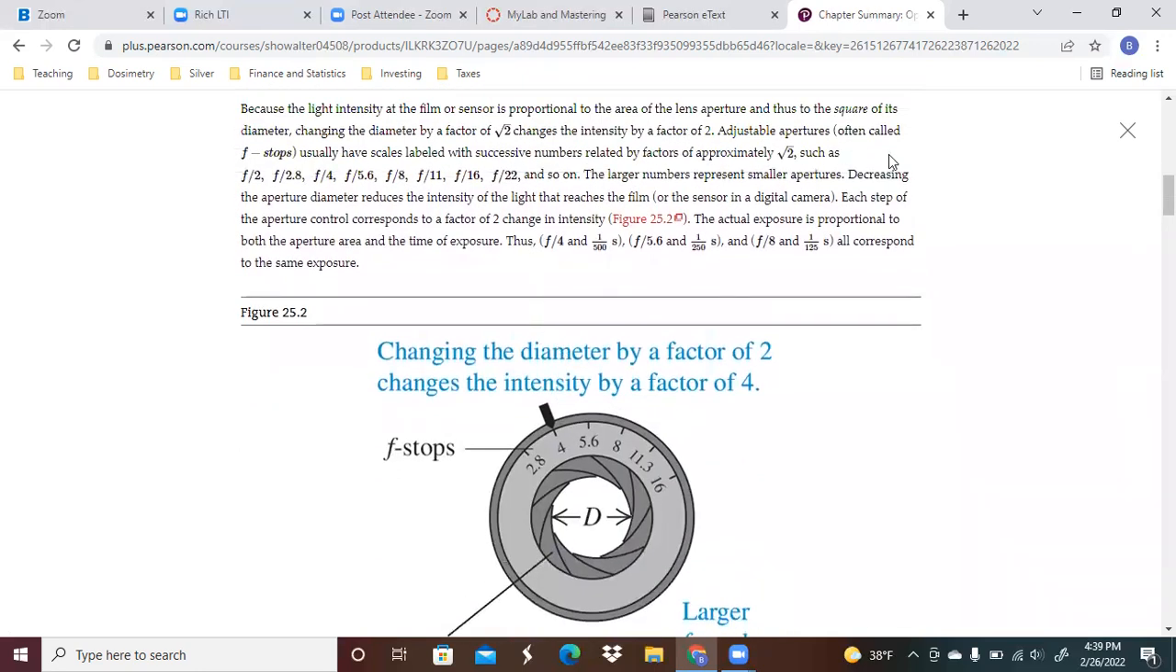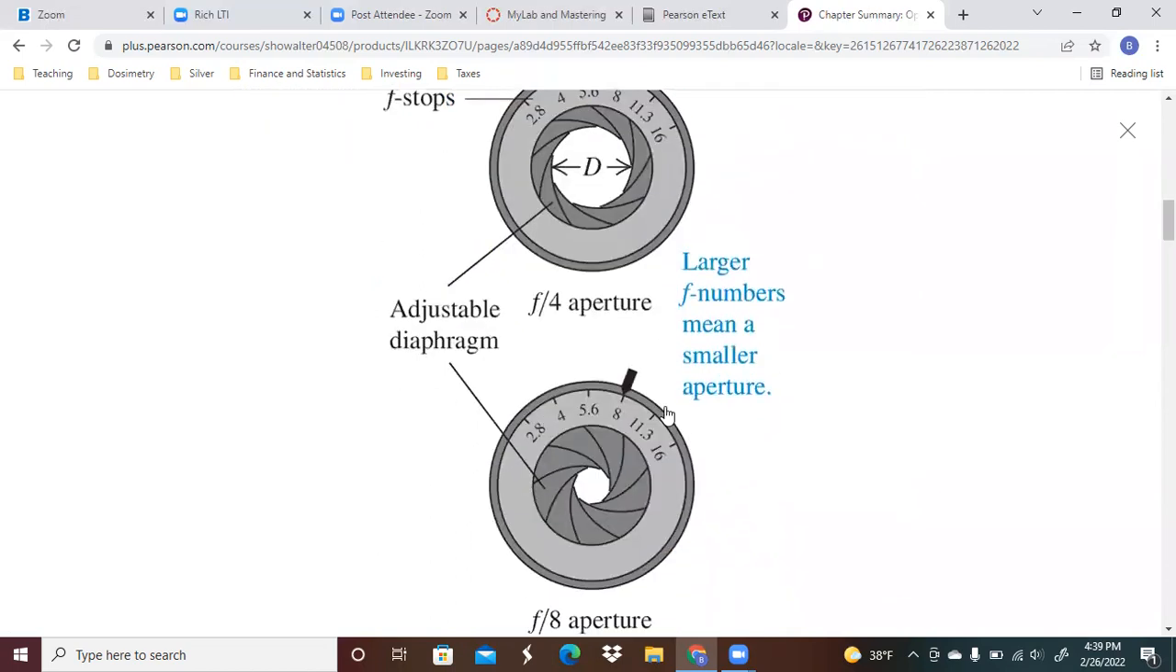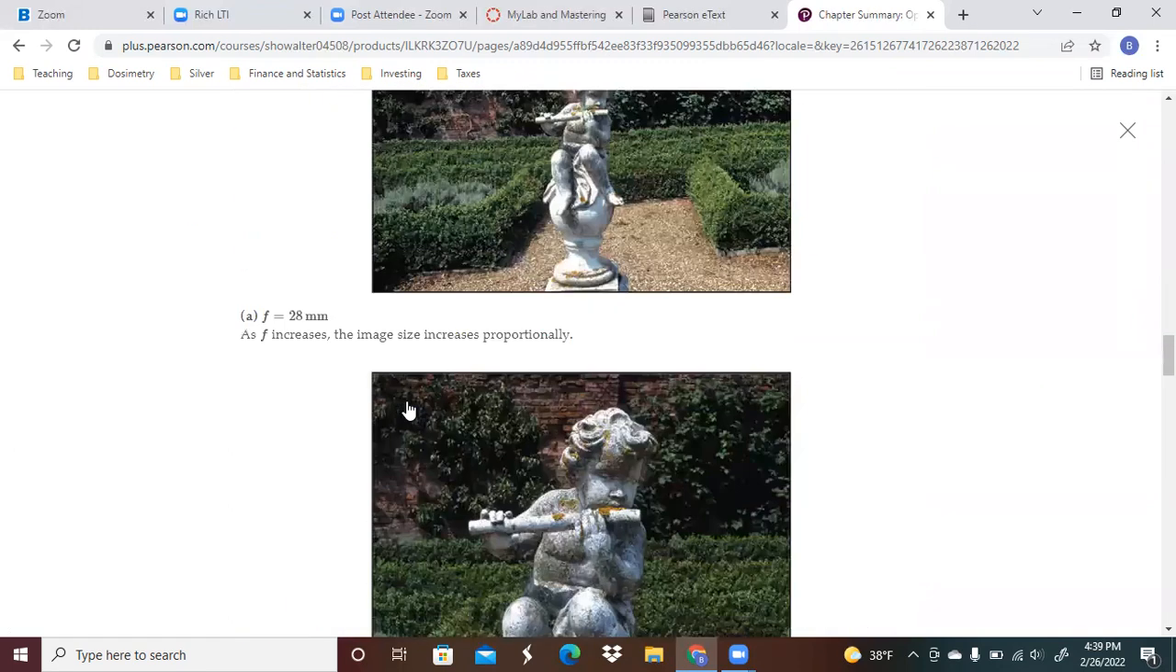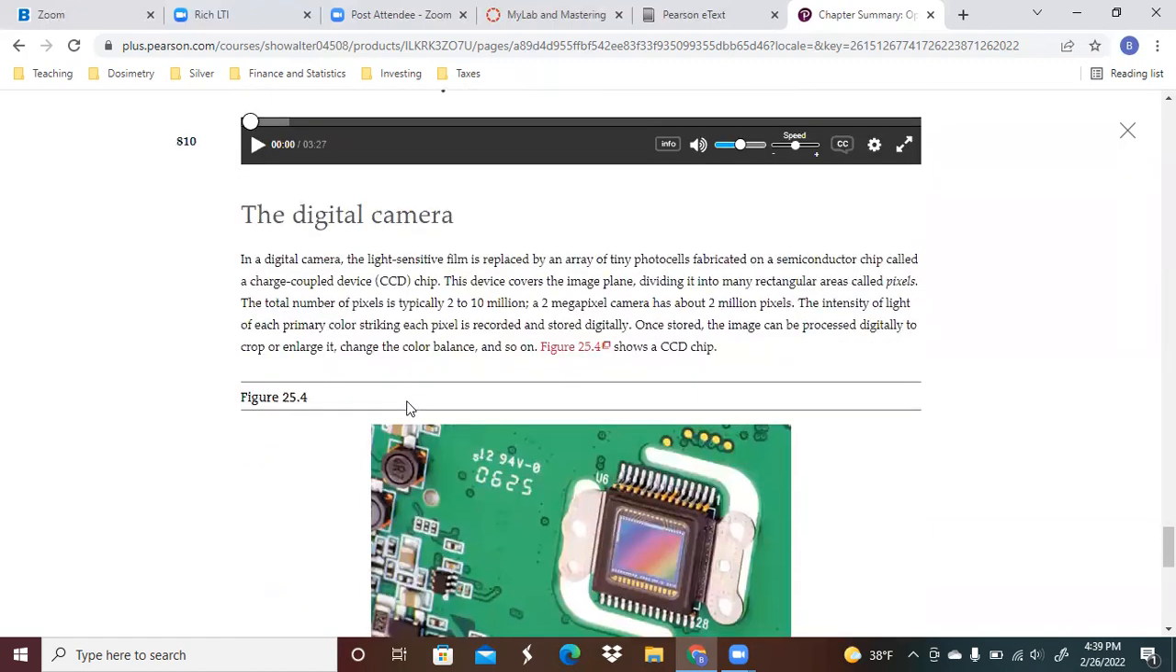And so the larger numbers represent smaller apertures. Decreasing the aperture diameter reduces the intensity of light that reaches the film, as you might imagine. Each step of the aperture control corresponds to a factor of 2 change in intensity. The actual exposure is proportional to both the aperture area and the time of exposure. So changing the diameter by a factor of 2 changes the intensity by a factor of 4. You've got some things here that you can read through and work the examples.